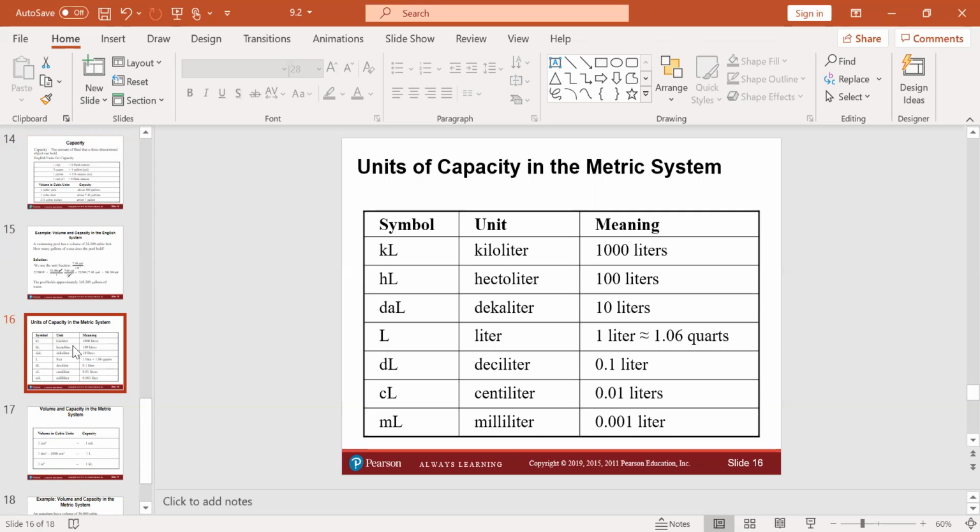In the metric system, the unit of volume, also capacity, is the liter, L-I-T-E-R. It's a little bit more than a quart. Most of us know liters because we go up to the Walmart. We know we're going to be doing a lot of gaming this weekend. So what do we get? We get 6.2 liters of Mountain Dew.